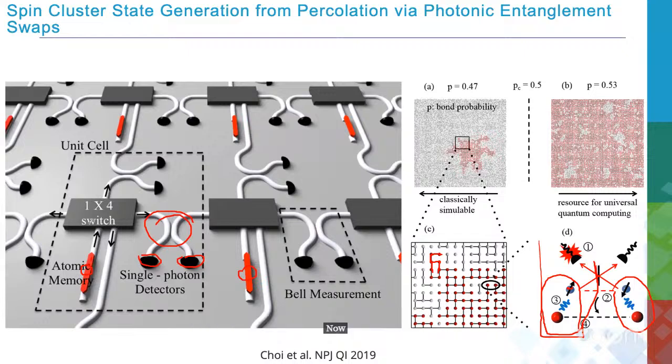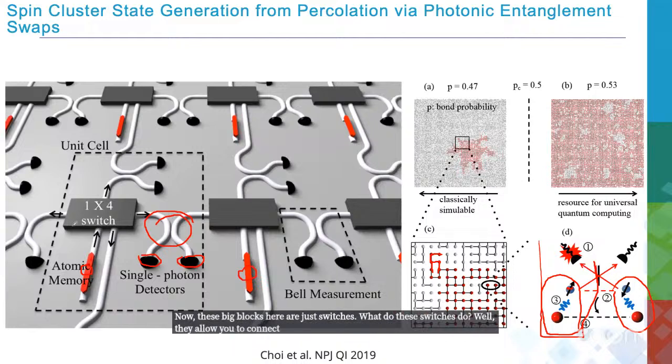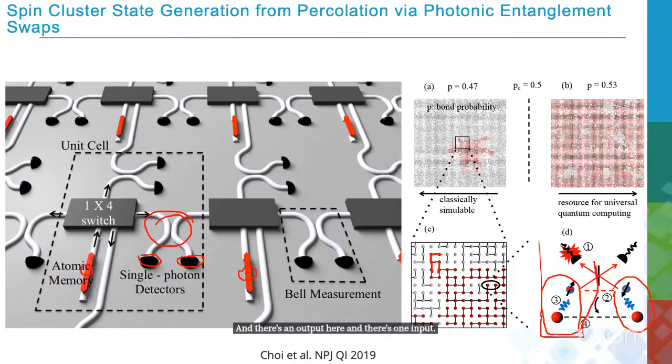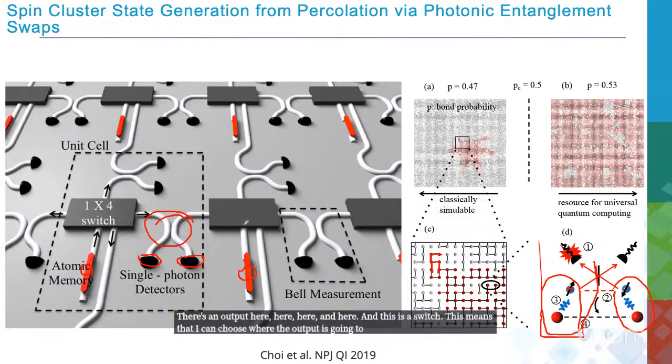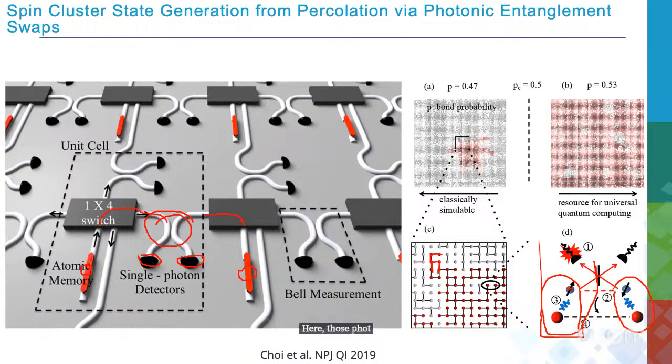Now, these big blocks here are just switches. What do these switches do? Well, they allow you to connect between any of these four outputs, right? There's an output here, here, here, and here, and there's one input, which is from the color center. And if I look over here, same thing. There's the input from the color center, and an output here, here, here, and here. This means that I can choose where the output is going to go. So in this case, I'm going to choose the output to go here, and this one's output to go here. Those photons are going to travel to this beam splitter.